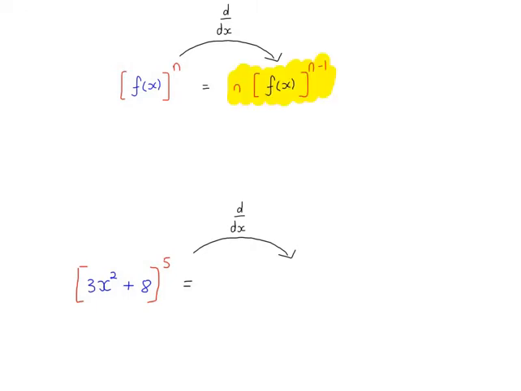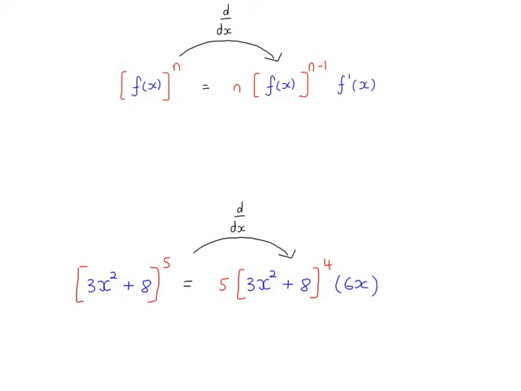So to differentiate, the power comes to the front. The original function inside the brackets is here, reduce the power by 1. So this is the first part of the process here. So the 5 comes to the front, reduce the power by 1, and then we multiply by the derivative of the function inside the brackets. So differentiating 3x squared plus 8 and multiplying by it like this. That's the differentiation process done.